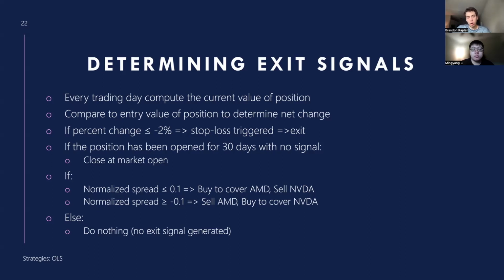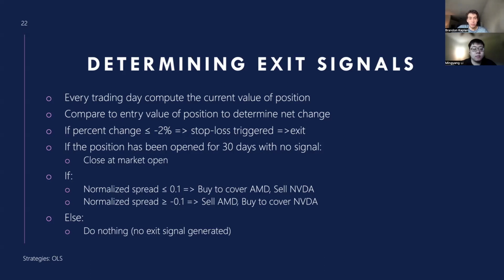Now, the logic for generating the signal itself works similarly. Like if the normalized spread is less than or equal to 0.1, we buy to cover AMD and we sell NVIDIA, if we're in a position that corresponds to originally shorting AMD and buying NVIDIA. Now, if the normalized spread is less than or equal to 0.1, the model is detecting that the difference between the actual price and the predicted price of AMD is less than or equal to 0.1 standard deviations from the norm, meaning we are quite sure that we have approached the norm after AMD had been overvalued. We're very close to where we originally thought it would be. Thus, we're going to buy to cover AMD and sell our stake in NVIDIA.